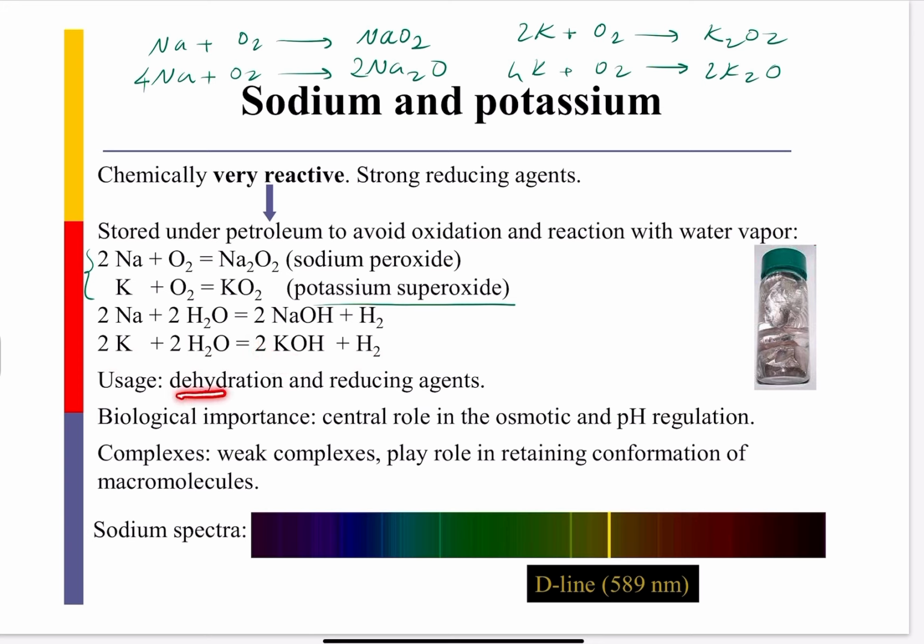Sodium and potassium are strong reducing agents because they give an electron. In biological importance, they have a central role in osmotic and pH regulation. Also, we can use this compound. Also, we have a weak complex that plays a role in the maintenance of the configuration of macromolecules. And sodium and potassium are very important in the action potential.